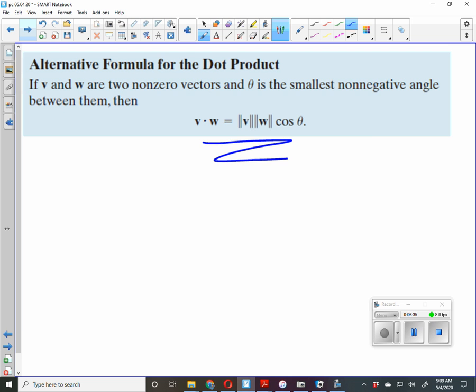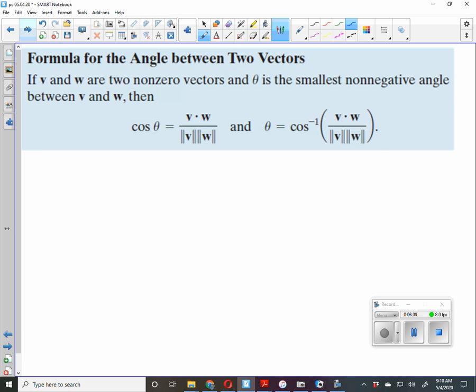That's what we were just looking at. That's what we just derived to a certain degree. Taking it to the next step, we end up with an inverse cosine of the dot product divided by the two magnitudes.